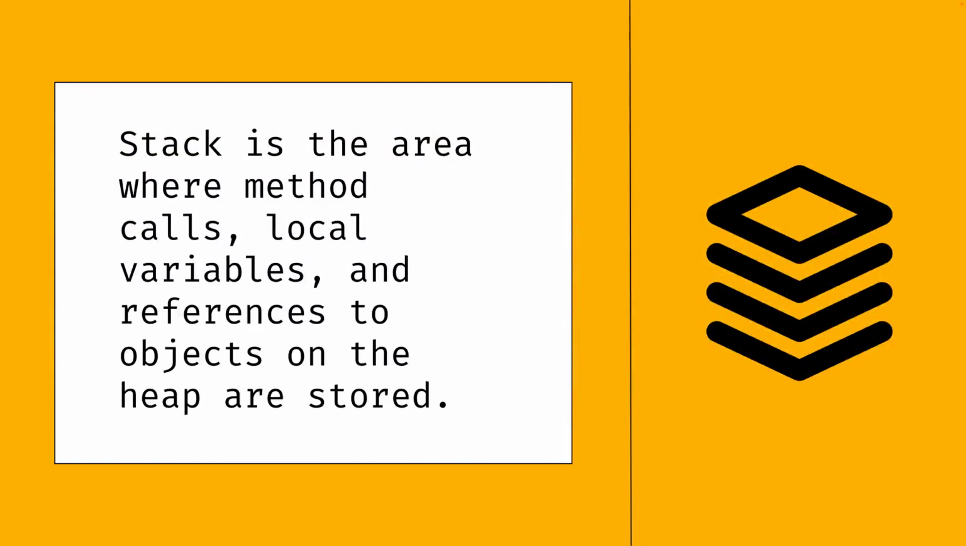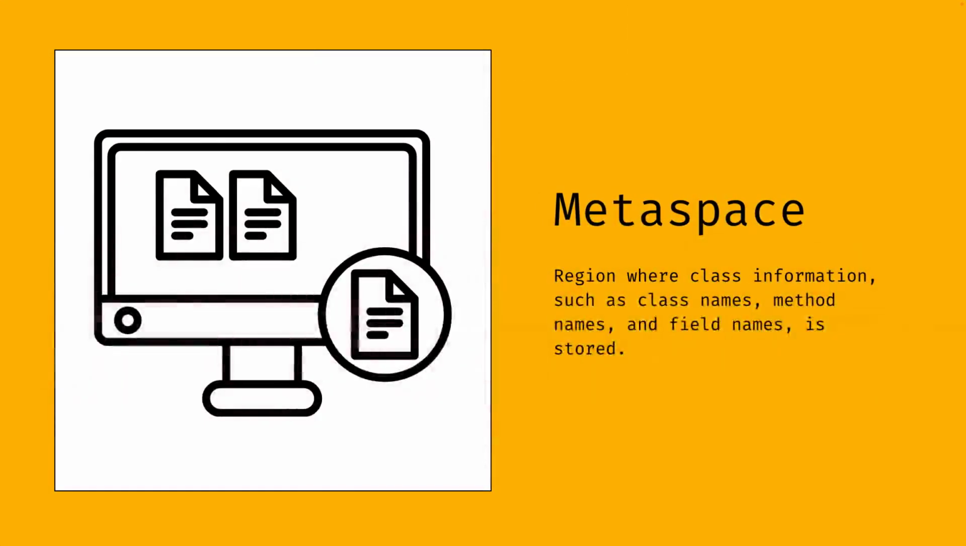Then we have the stack. The stack is the area where method calls, local variables, and references to objects on the heap are stored. Each thread in your Java program has its own stack. The stack is organized into stack frames, with each frame containing information about the method call, such as its parameters and local variables.